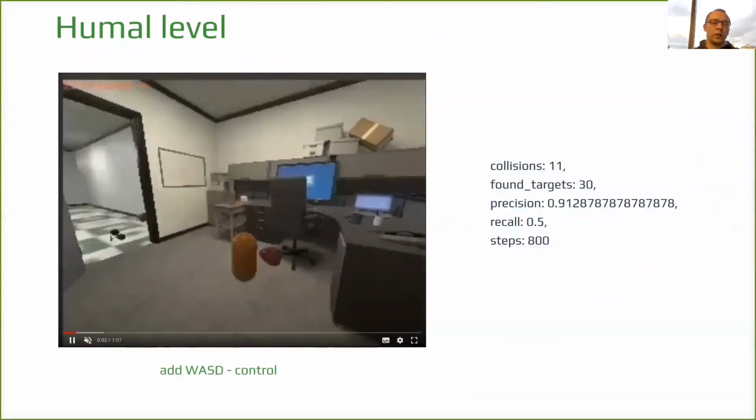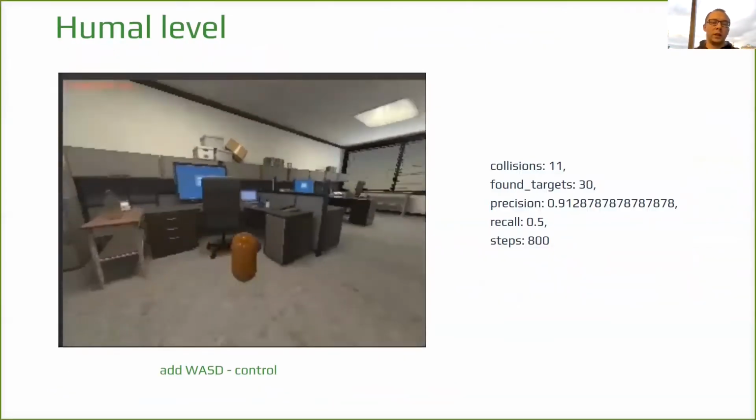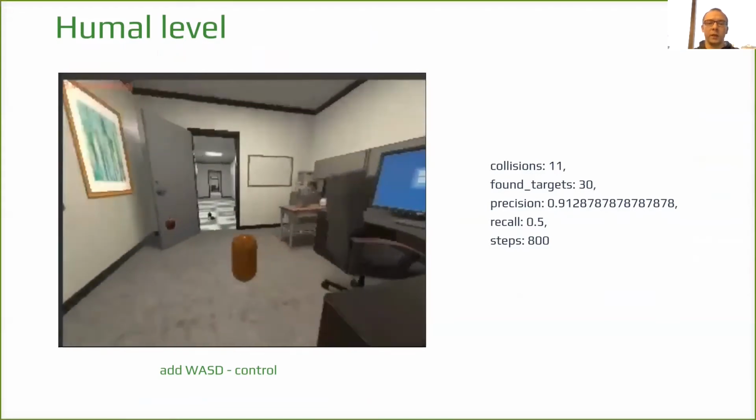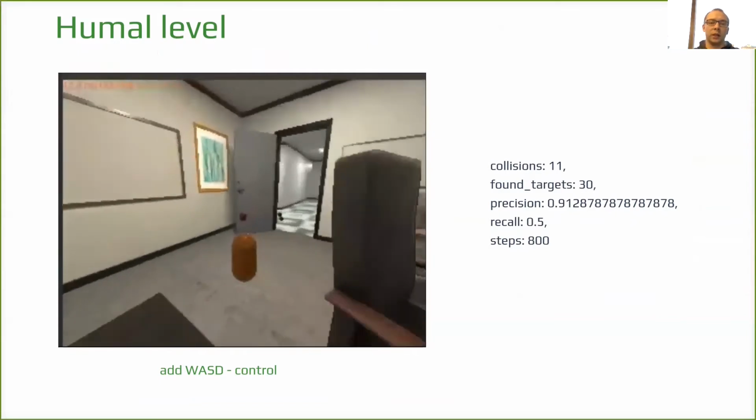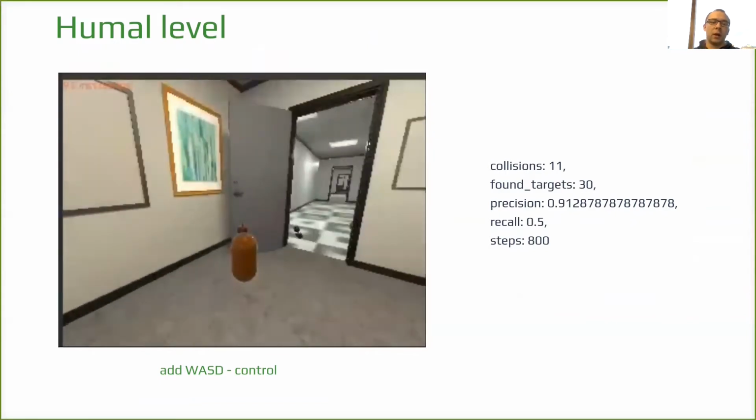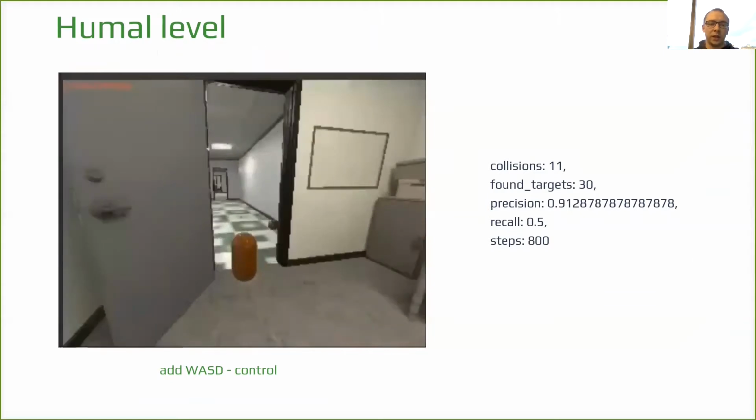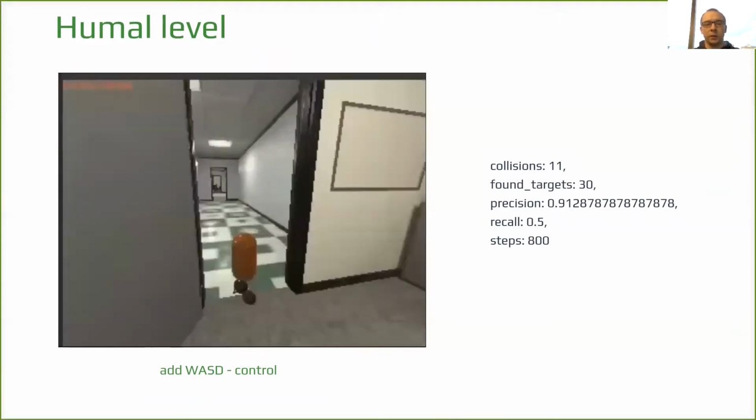First of all, we tried to find the human performance level. So we added a simple keyboard-controlled agent to be able to navigate by ourselves and collect metrics. Here you can see a video of human navigation and its metrics in 2 episodes.